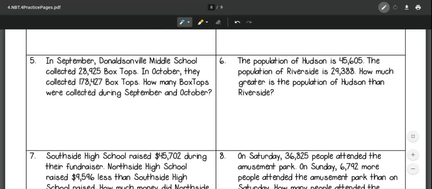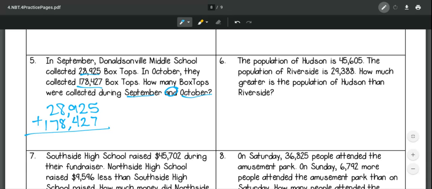So I'm going to circle and I'm also going to underline September and October because I know that both months they want to know how many box tops were collected in all. So the first thing I'm going to do is stack and add. So I'm going to take the box tops that were collected in September, which was 28,925. And then I'm going to add the box tops that were collected in October, which was 178,427.